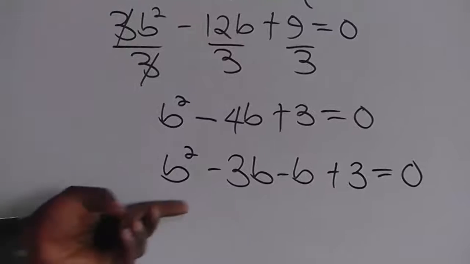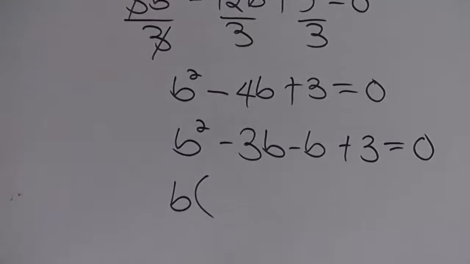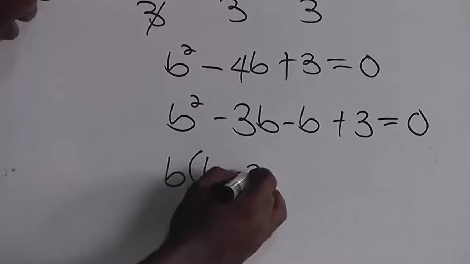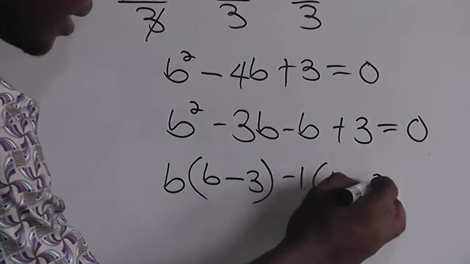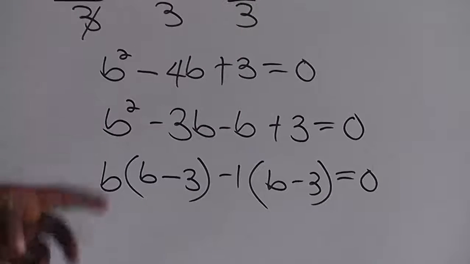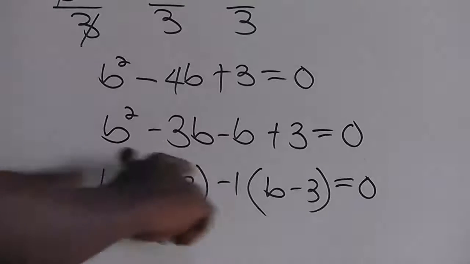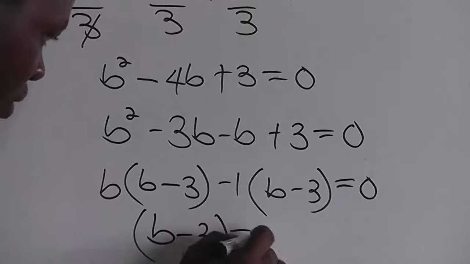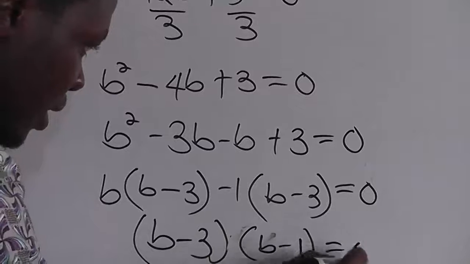So we factorize now. Here, you factorize by grouping. The factor here is b. So let's put b outside the bracket. b squared divided by b is b minus 3. Then the factor here is minus 1, b minus 3 is equal to 0. So when you're factorizing, what you have in this bracket must be the same thing you have here, so that you can pick one of the brackets and pick the two items outside. So you have b minus 3 into bracket b minus 1 equal to 0.